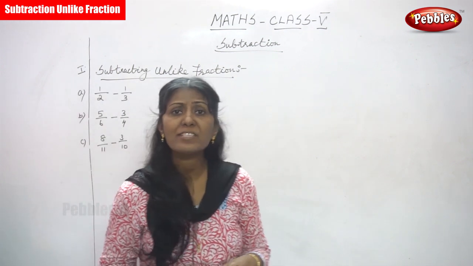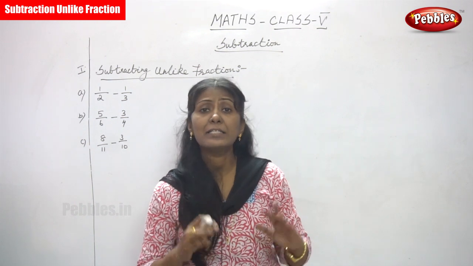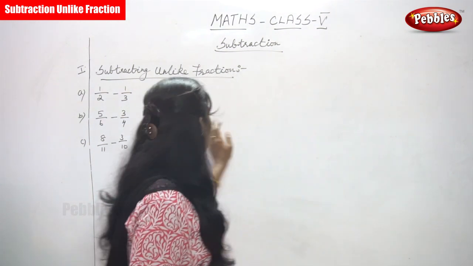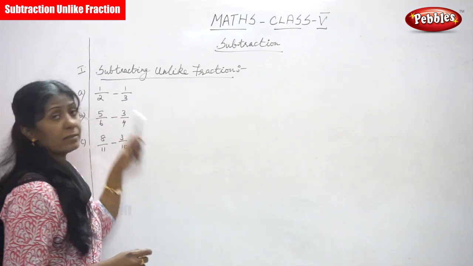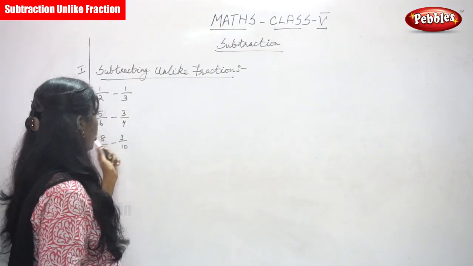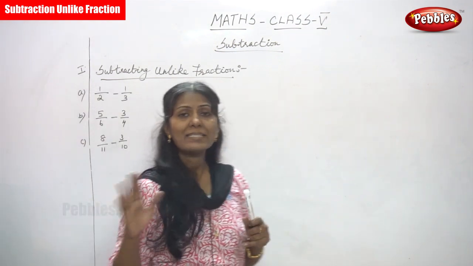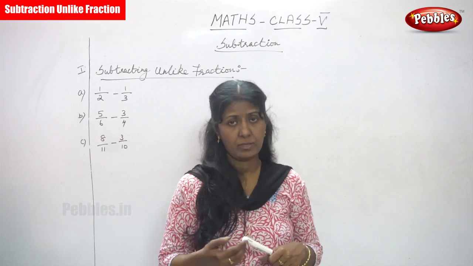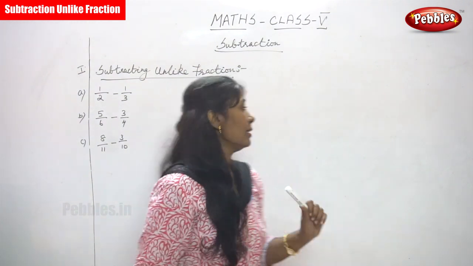So unlike fraction means what? I've told you many times, unlike fraction means the denominators are different. Look at all the denominators. 2, 3 is different. See 6, 4 it's different. 11, 10, all are different. So if the denominators are different, it is an unlike fraction. If the denominators are the same, it is a like fraction. Okay, let's start the sum.